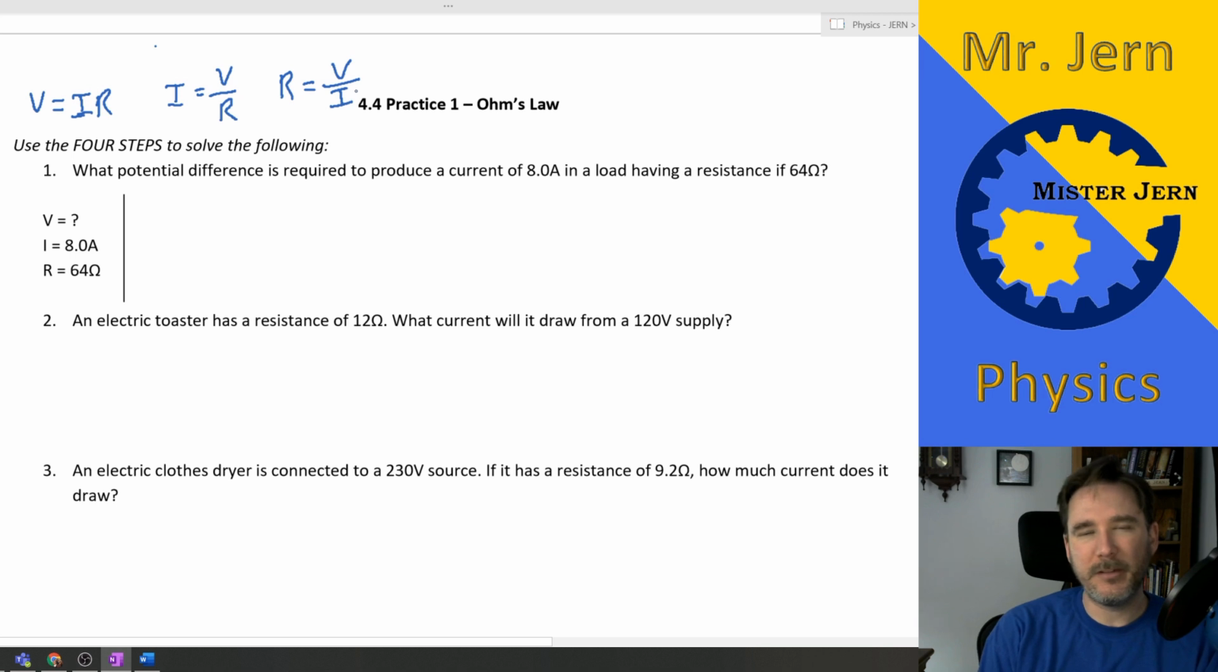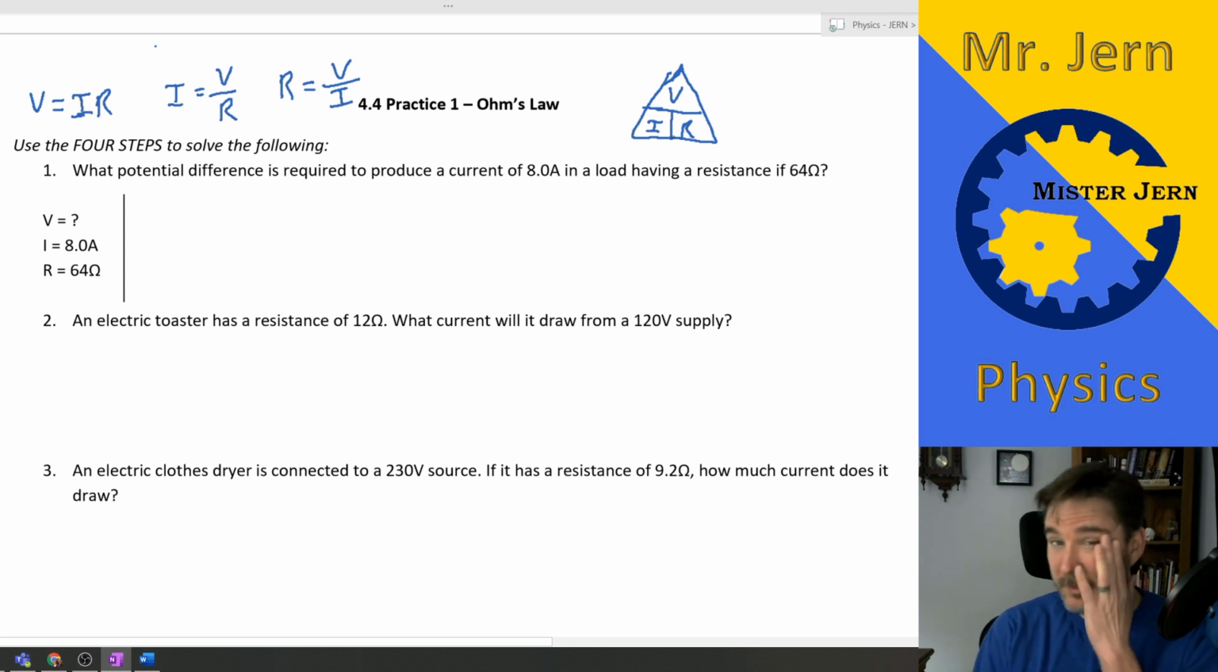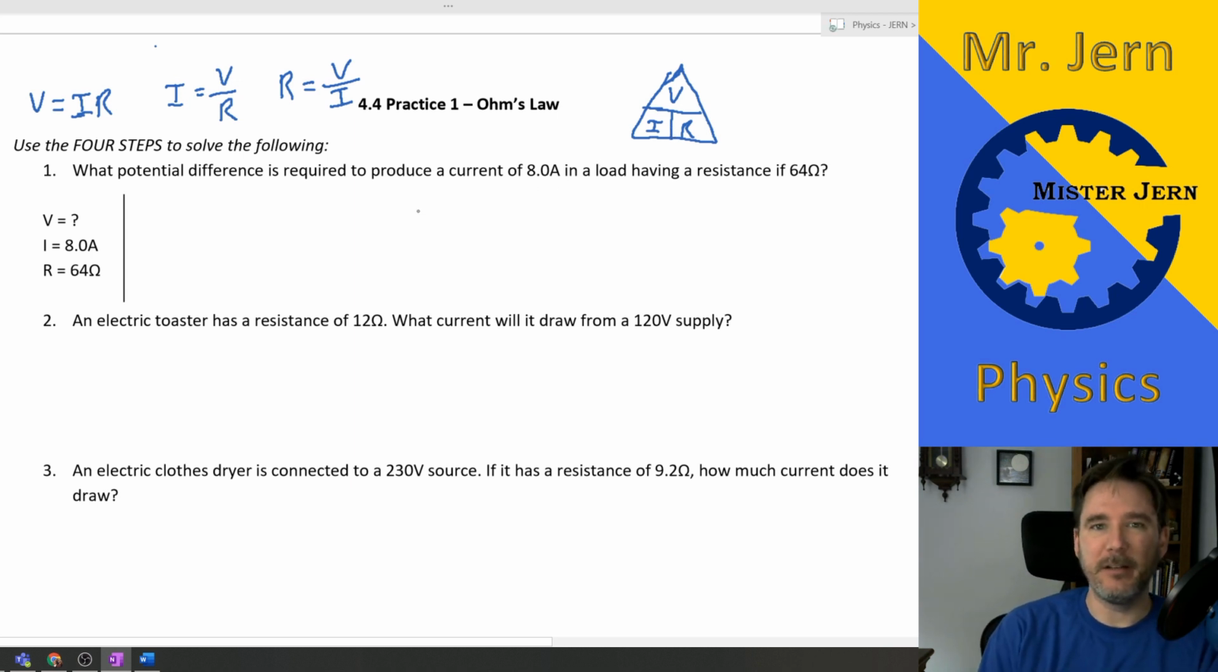Like I said in the previous video, you could make the little triangle at the top of the page. If you cover up the thing that you would like to solve for, that's a good reminder of how to do it. If I want to solve for current, I cover up the I, and now I know it's V divided by R. If I want to solve for voltage, I cover up the V, and it's I times R. If I want to solve for resistance, I cover up the R, and it's V divided by I. I like to keep that handy.